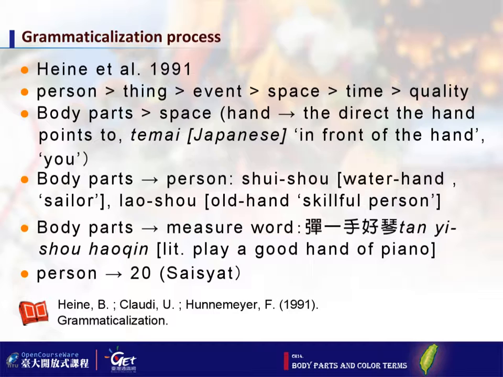And then later on we need to talk about abstract things, events, space, time, and all that. So there's this process of going from the most concrete thing to the most abstract. It starts with person, thing, and event, space, and time, and quality. Space and time is actually something a lot of languages would use this metaphorical process to use concrete terms to refer to space and time.